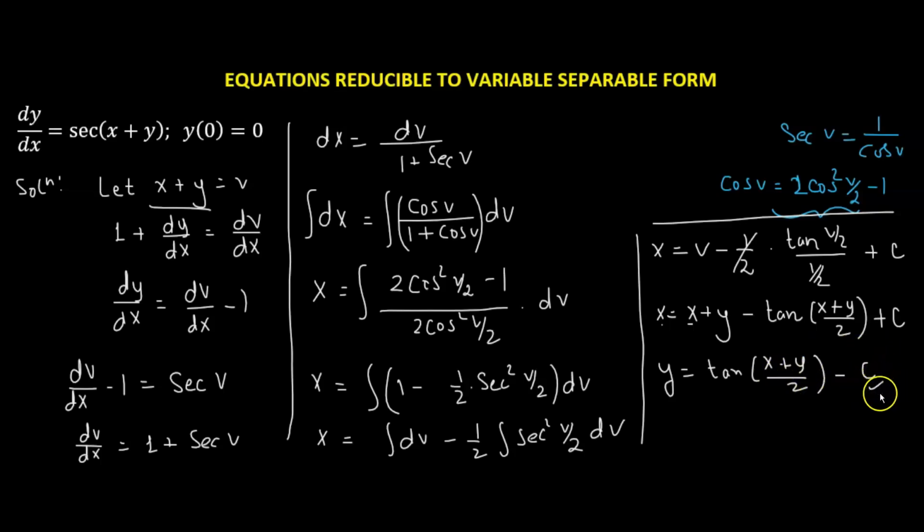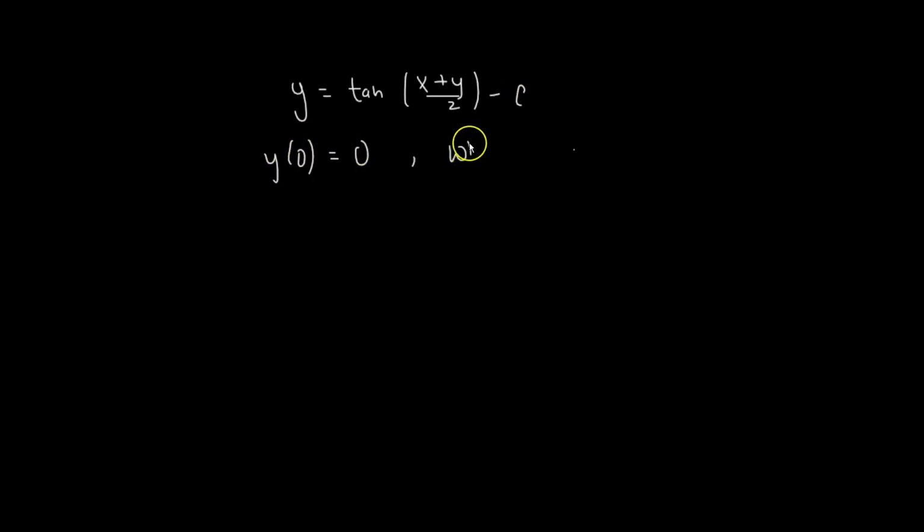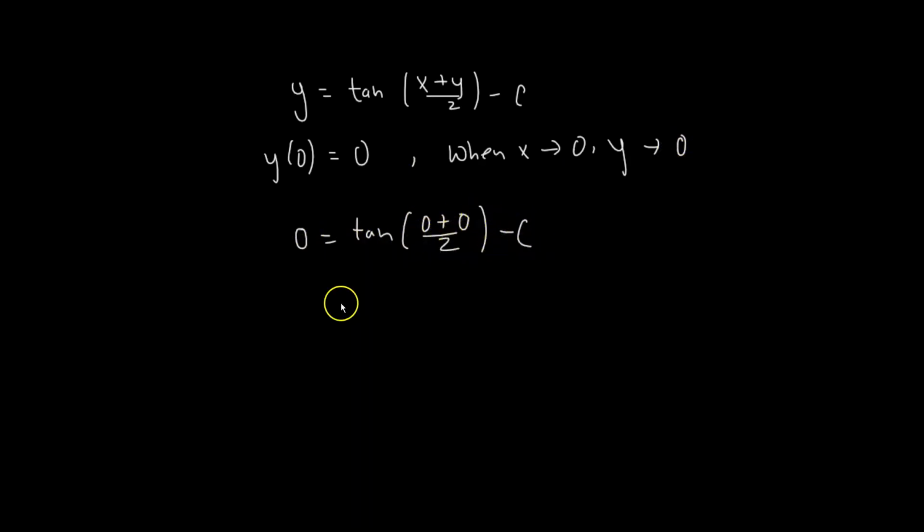Now we have to obtain the value of c, and we are provided with the initial conditions. So let's use that. So we obtained y equals tangent of x plus y whole divided by 2 minus c, and we are given y of 0 equals 0, which simply means that when x approaches 0, y is going to approach the value 0. So let's substitute this here. So we have 0 equals tangent of 0 plus 0 divided by 2 minus c. 0 is equal to tangent of 0 plus 0, so that's simply tangent of 0, which is also 0.